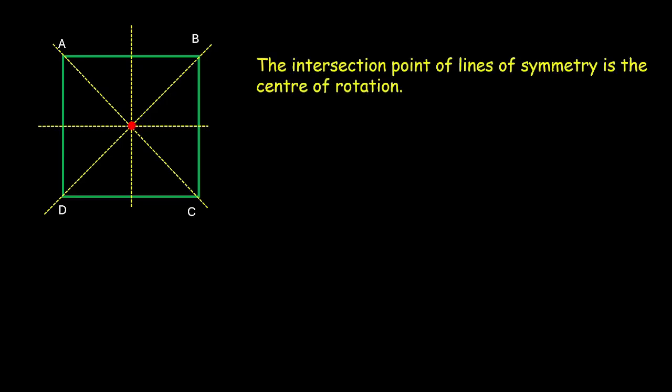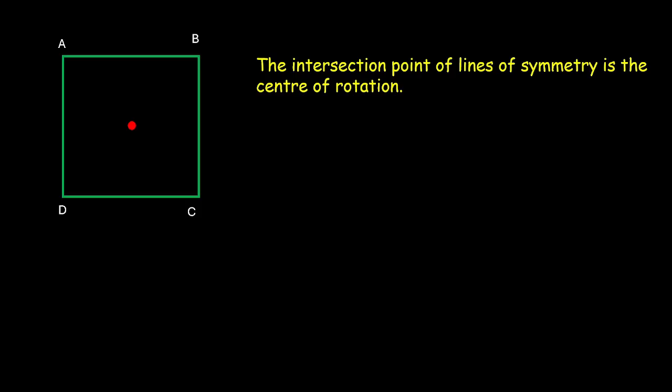Now we have a square over here. How do we find the center of rotation for this square? Finding the center of rotation for circular objects is relatively easier because we can pinpoint the center. But how do we find the center of rotation for a square or a rectangle or any polygon? What we can do is start by drawing the lines of symmetry. There will be one line of symmetry horizontally, another one vertically, and two lines of symmetry diagonally, like this. Now the intersection point of the lines of symmetry forms the center of rotation. So this red dot is the center of rotation for the square.